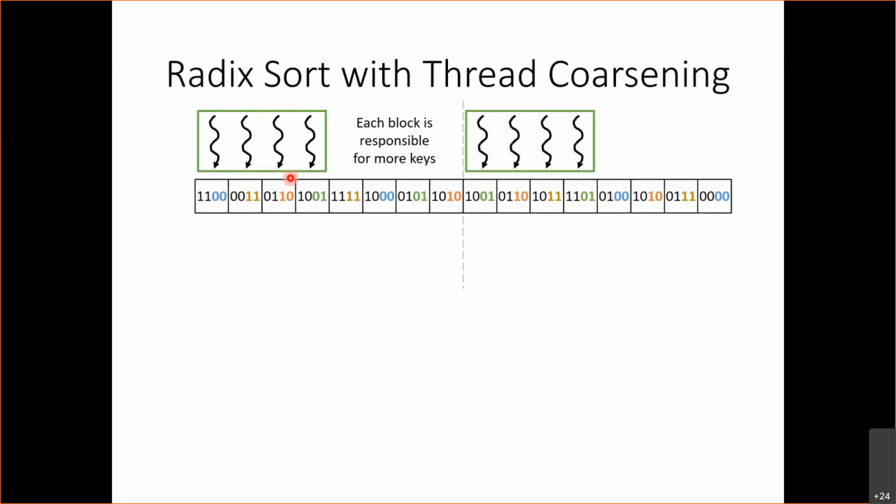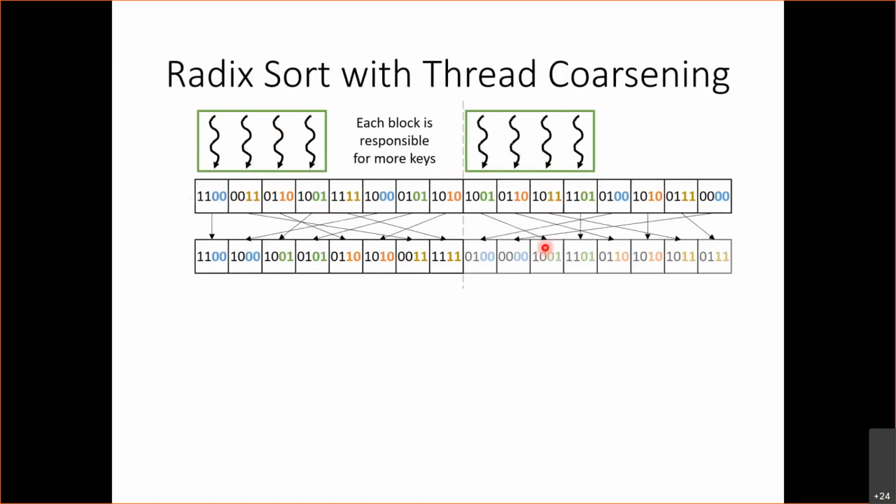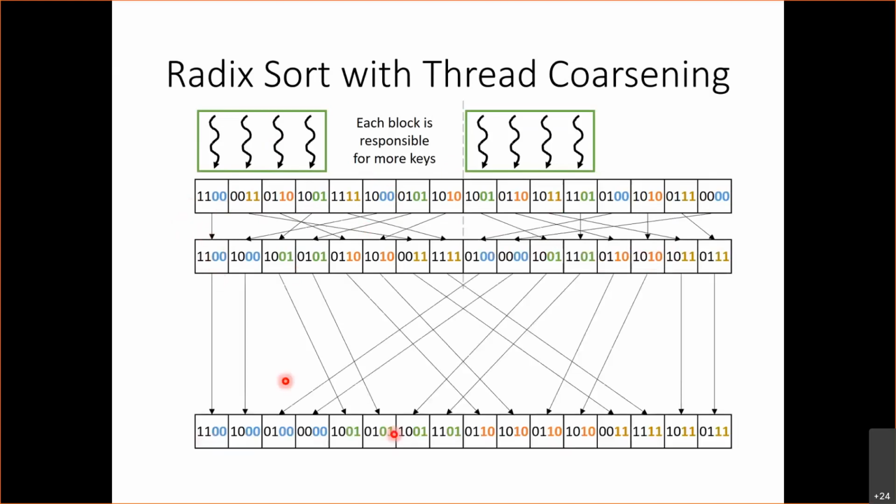And now what this block will do is, again, do the scan and figure out the destinations, and then it's going to separate the buckets in shared memory. This other block will also do the same thing in parallel. So each block separates into its buckets in shared memory. And then finally, each thread block will write out the buckets to global memory.